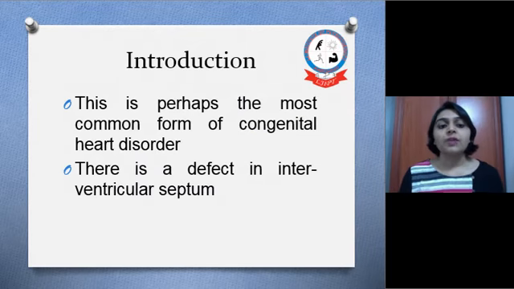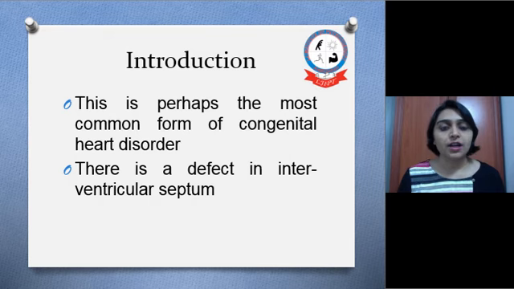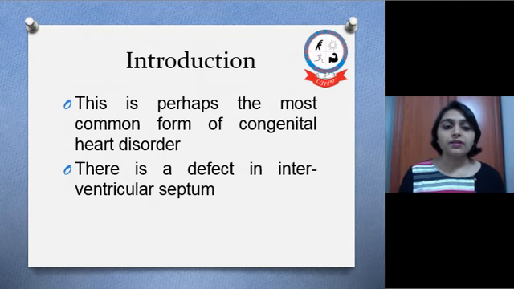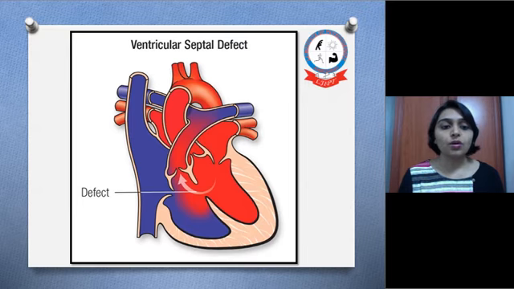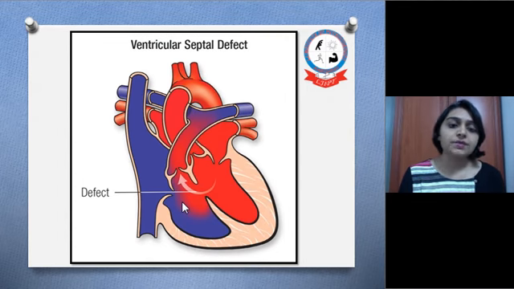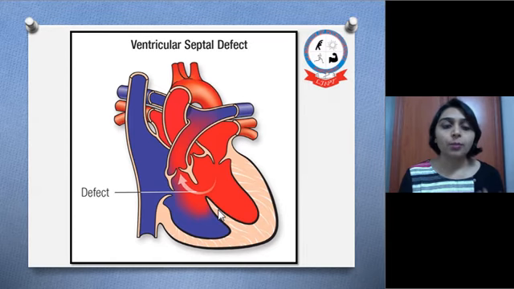This is perhaps the most common form of congenital heart disorder. There is a defect in the interventricular septum. Here in a figure we can see there is an opening or defect between the two ventricles. Because of that, the oxygenated blood from the left ventricle mixes with the deoxygenated blood of the right ventricle. This is due to inadequate or abnormal development of the septum in fetal life.